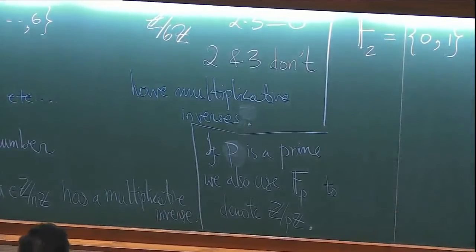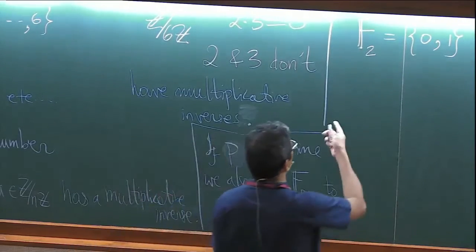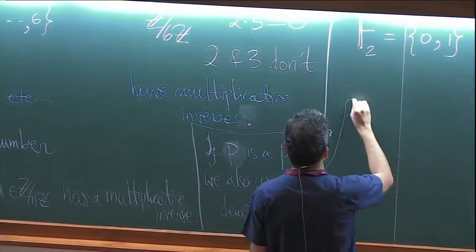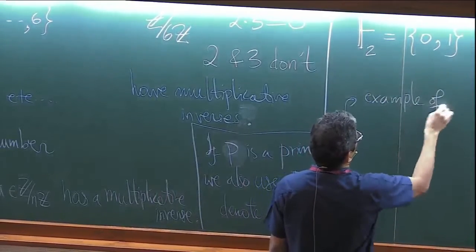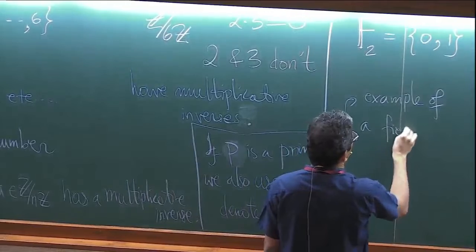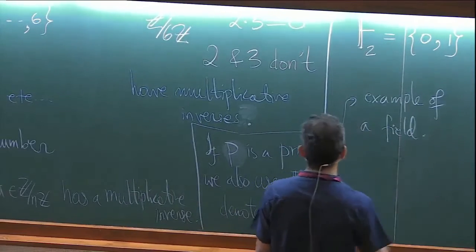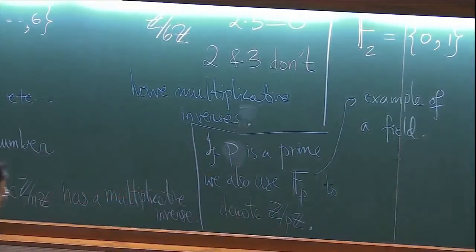Addition, multiplication, and all are defined as usual here. And so they say that such things are called fields. These are examples of what is called a field, which I'm not going to define. But it just means it's a set which has a multiplication and an addition, and these things behave in the obvious way that you would like them to behave.